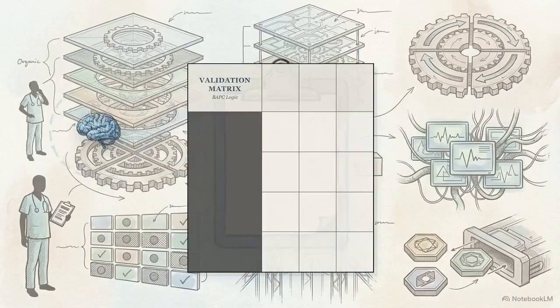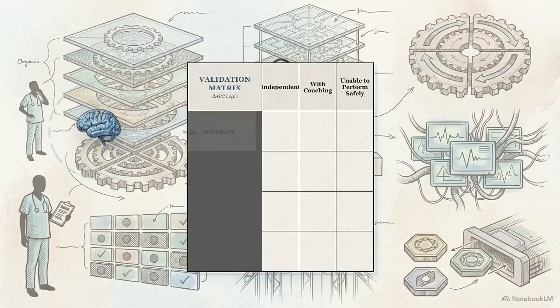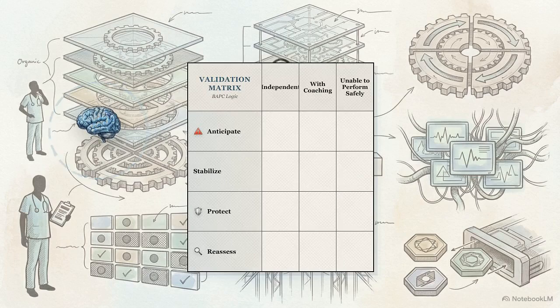This matrix shows how educators grade the learner using behaviorally anchored performance criteria, mapping the 3 right competency columns directly against the 4 phases of the spiral. In a simulated scenario, a learner might score independent on anticipating risk, but simultaneously score unable to perform safely on protecting against secondary treatment harm.